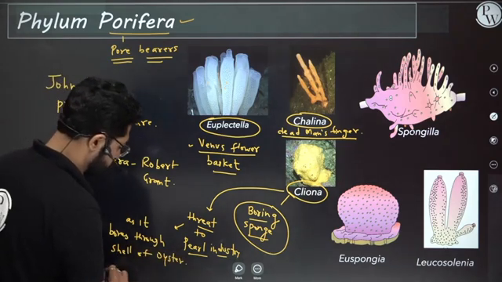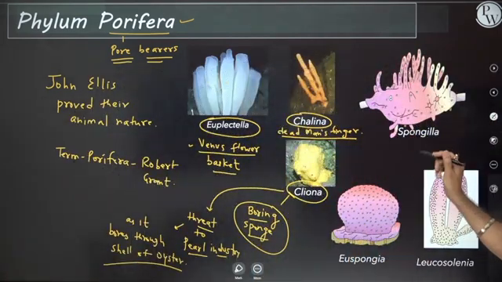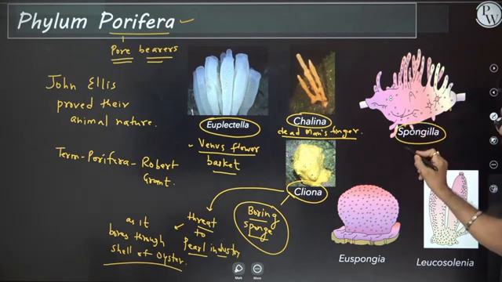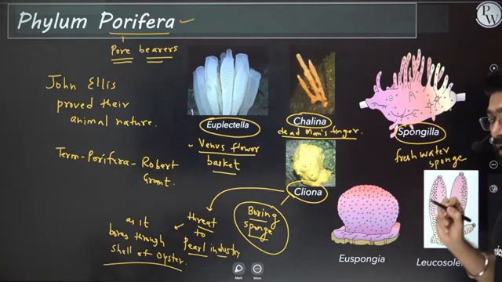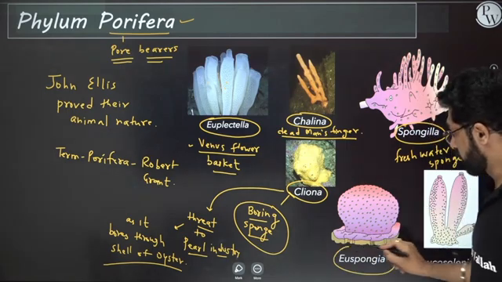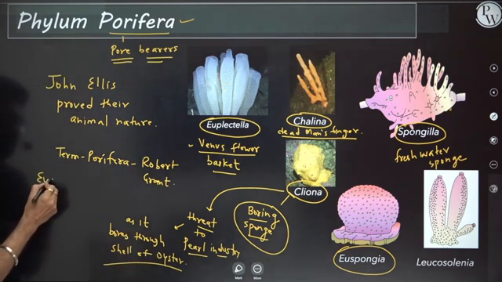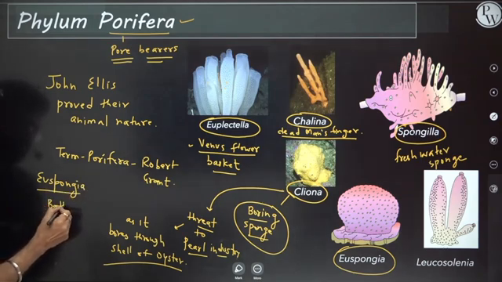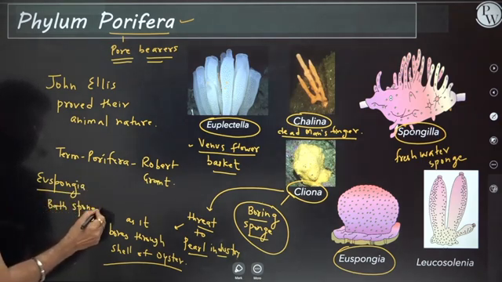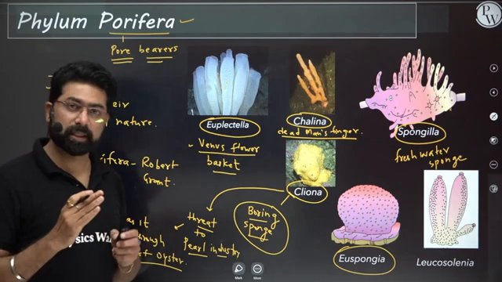Yeah, let's continue now. Next one, this is Spongilla. This is given in NCERT also. Please remember this. Spongilla is a freshwater sponge. And the next one is Euspongia. Euspongia is called bath sponge. Its common name is bath sponge. This is not too much required, but at least once you should go through it.